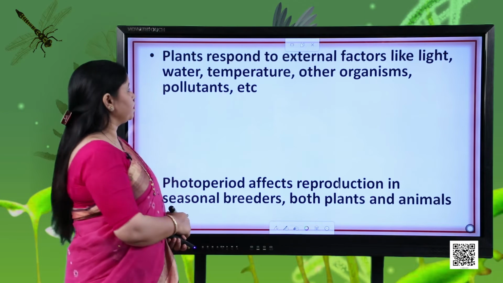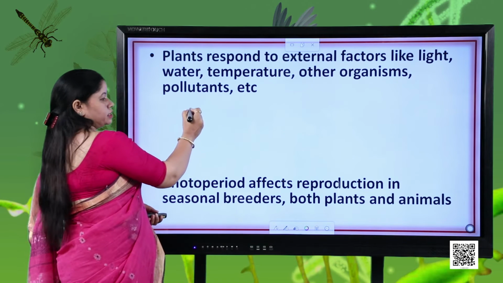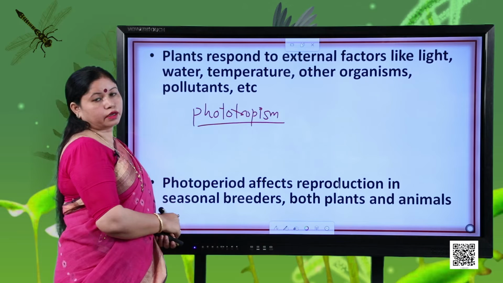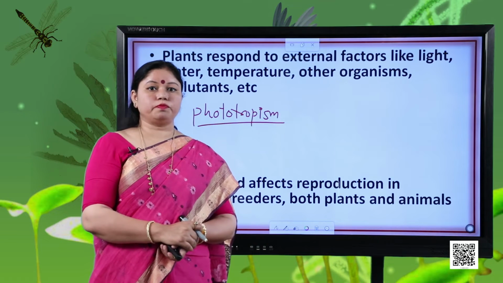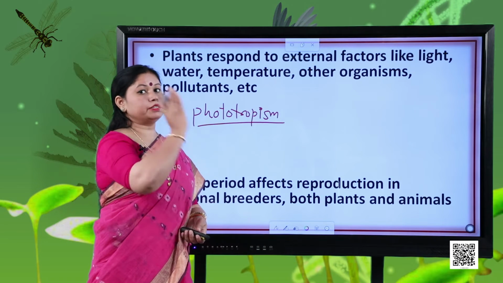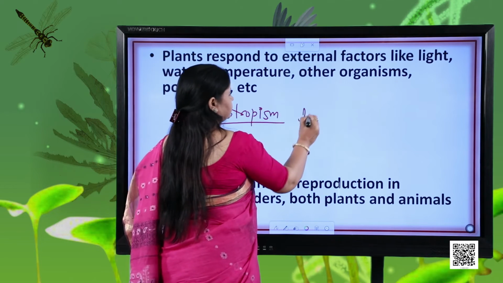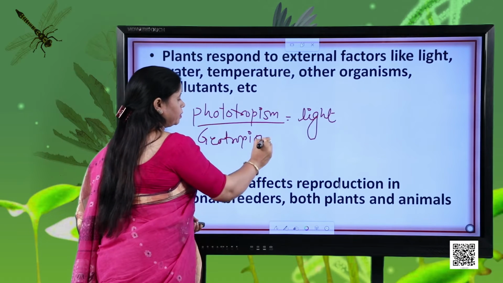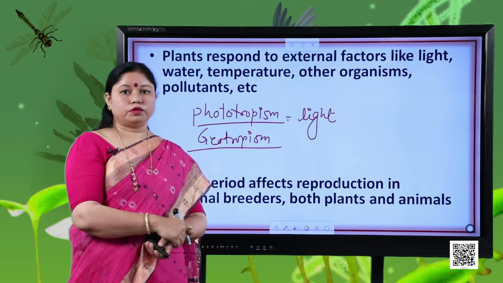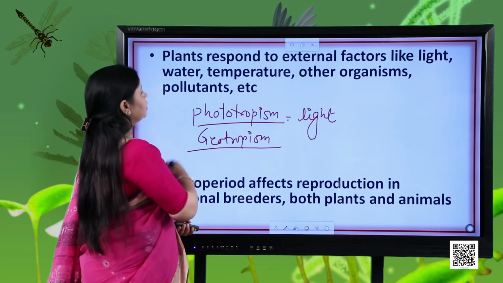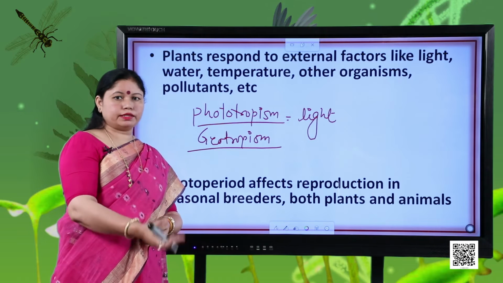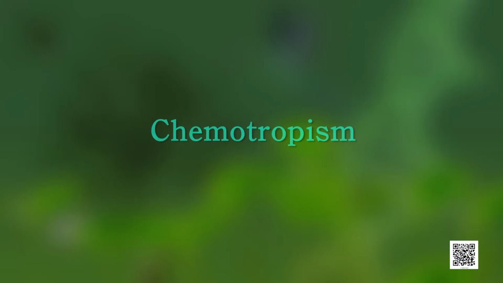Let us discuss them. In lower classes, you might have come across the term phototropism. Able to recall? Phototropism is the response of the plant when the stem bends towards the light. Geotropism, you remember? Roots going down in the soil due to gravity. Okay. Then temperature. Similarly, plants show response to various other stimuli like chemotropism.